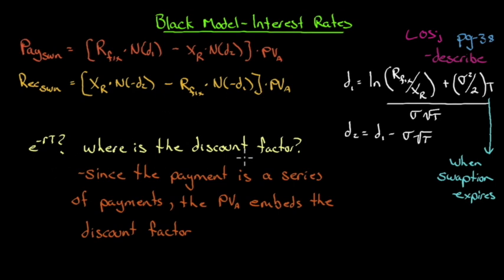E to the RT here. Where is the discount factor in all of this? Why are we not discounting it backwards? Well, since the payment is a series of payments, it's not just one payment, the present value of the annuity embeds the discount factor in there. So that's why we don't see this discounted back by e to the negative RT, because this is not one payment. What we have in here, this payoff, is a series of payments. Instead of e to the RT, we'd have to have e to the RT for every single payment that's embodied in this swap.